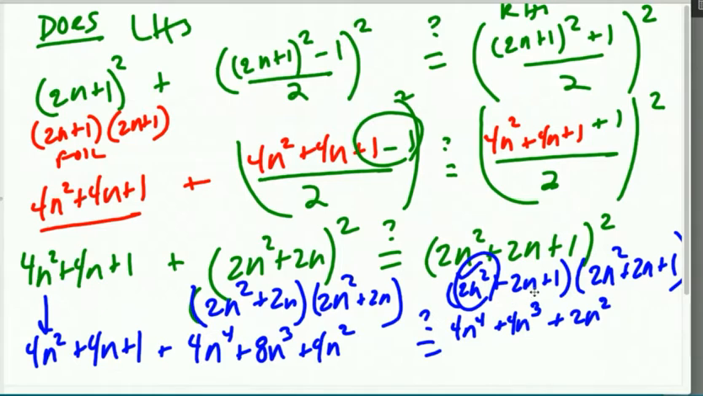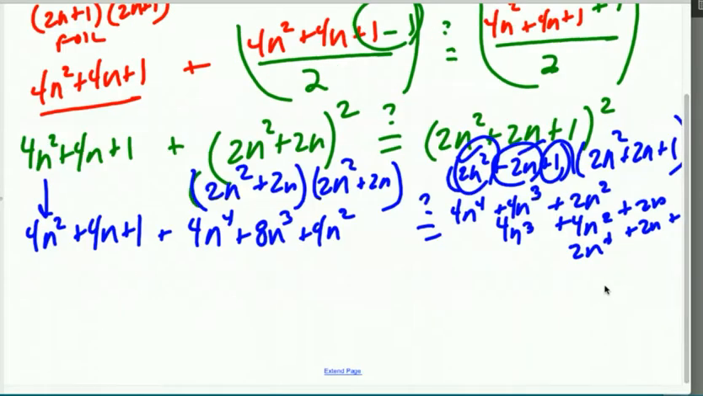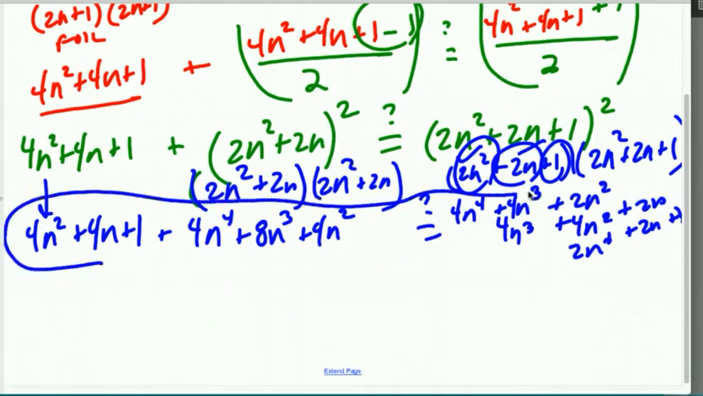That guy's now done. Now I'm going to distribute the 2n. I'm going to get a 4n cubed, a 4n squared, and a 2n. Now he's done. And then I'm going to get a 2n squared, right? I'm distributing this one, plus a 2n plus a 1. There we go. Okay, so now I'm at this point where the question is, does the left-hand side equal the right-hand side after this insane amount of work?